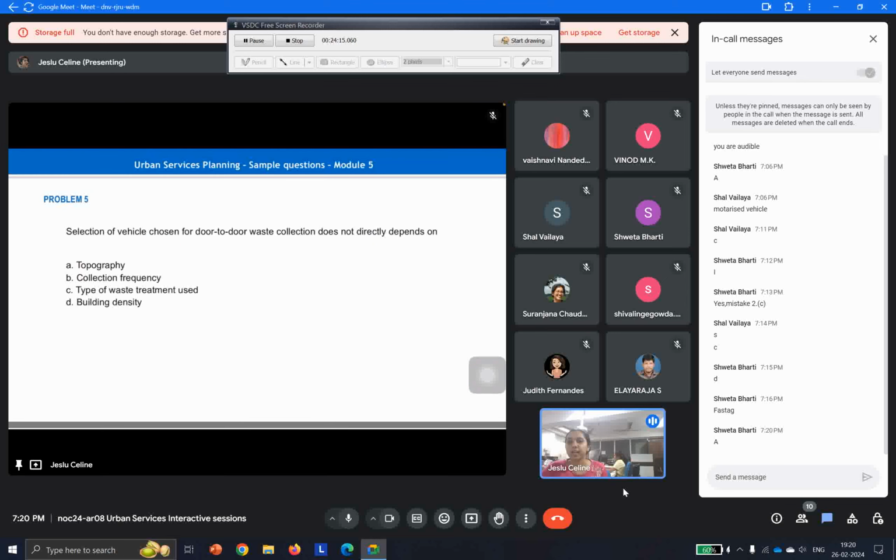Question 5. Selection of vehicle chosen for door-to-door waste collection does not directly depend on which of the following? A, sorry, topography, B, collection frequency, C, type of waste treatment, and D, building density.